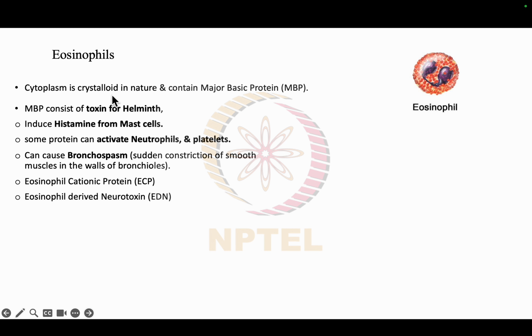The eosinophil cytoplasm is crystalloid in nature and contains major basic protein. MBP consists of toxin for helminths and induces histamine release from mast cells. Some proteins can activate neutrophils and platelets, and can cause bronchospasm, sudden constriction of smooth muscles in the walls of bronchioles. Also eosinophil cationic protein and eosinophil-derived neurotoxin.